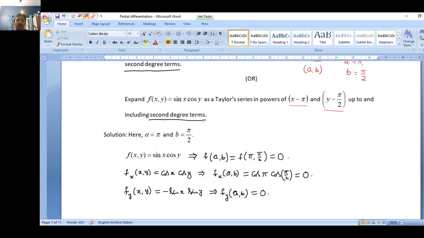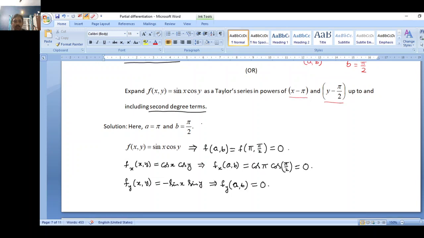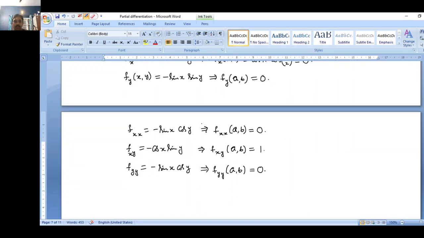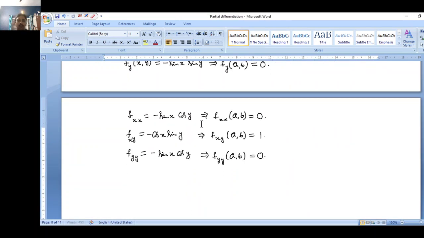Suppose we were told to go for the third degree terms, then we should have found all the 4 third order partial derivatives as well. So right now we'll not break our heads because we are told to find only these. So now what we'll do is we'll go for the Taylor series expansion based on all these things. Remember, as long as you got these right, the rest is very easy.